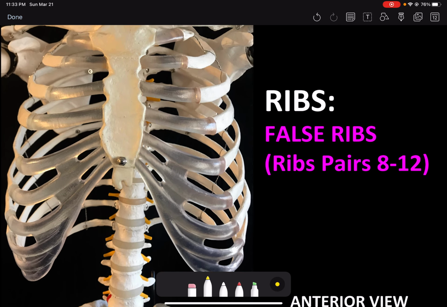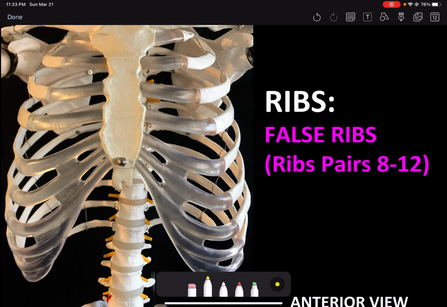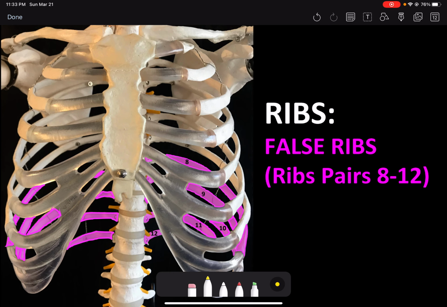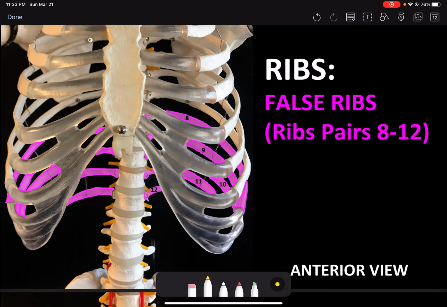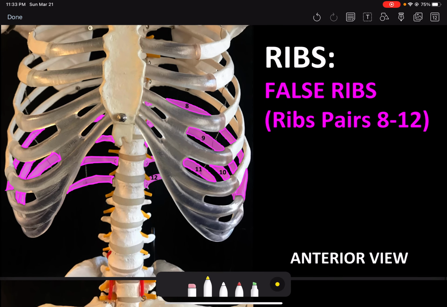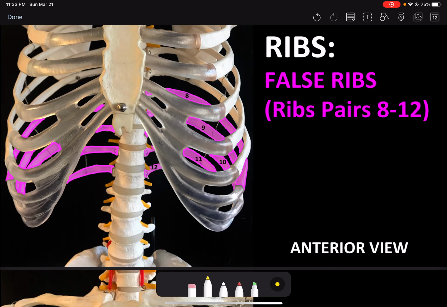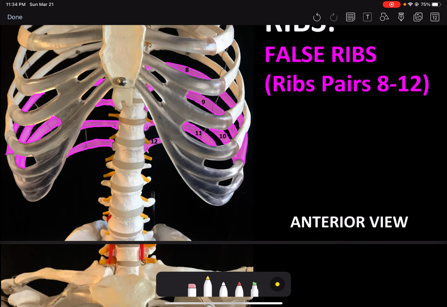Now, your false ribs are the remainder of the ribs. So you have a total of 12 pairs of ribs, right, normally. And so it's 8 through 10, all right, or rib pairs 8 through 10 that constitute your false ribs. And there's 2 groups of false ribs that we have to go over. By the way, I have all of your false ribs highlighted in fuchsia for you, just so there's no mistaking. And I also have them numbered. So wherever I could, wherever gaps were present, I filled in the numbering so you guys could identify these rib pairs.